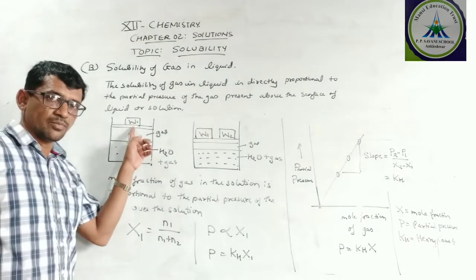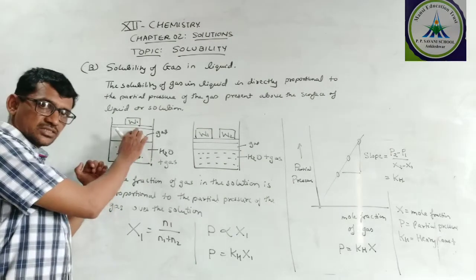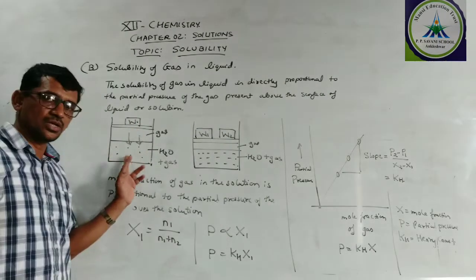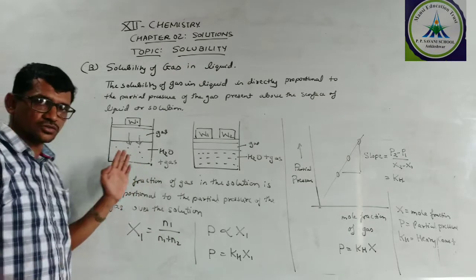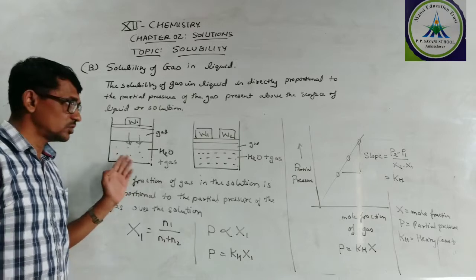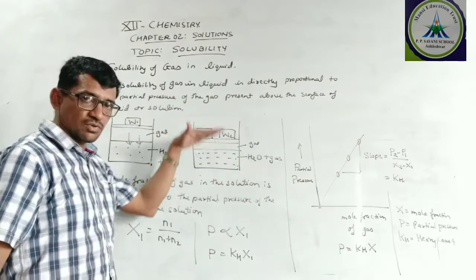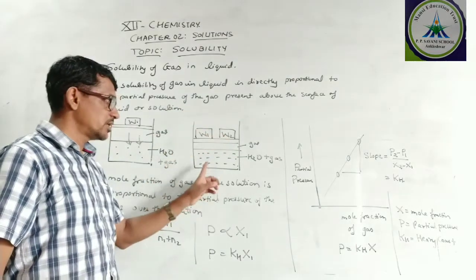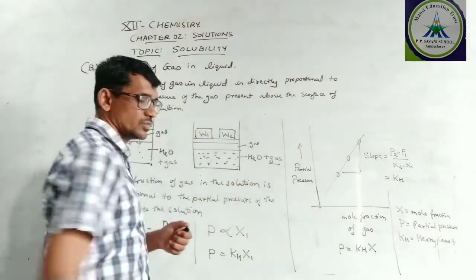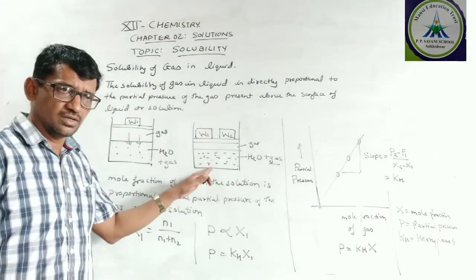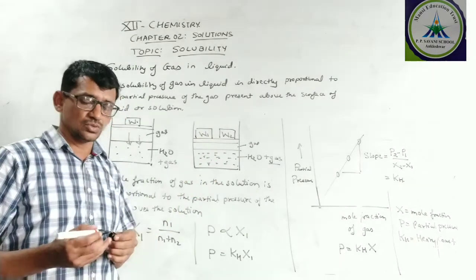Suppose I apply pressure with weight W1, then the gas starts to dissolve in the water solution or solvent. I have put a few dots, so a less amount of gas is dissolved. If I increase the weight to W2, the gas will be compressed and high pressure will be there, and more dots you can see: the amount of oxygen dissolved in the water increases, and it is directly proportional to the weight, meaning pressure.